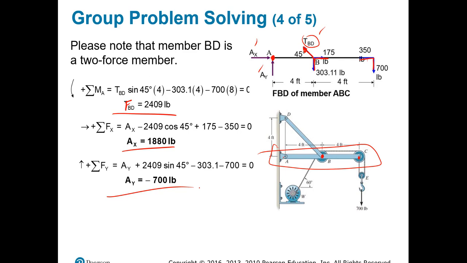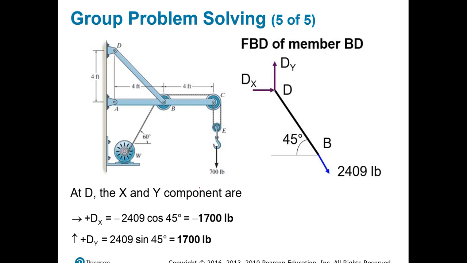Then the only thing that we need to do is to analyze point D, in order to get my two reactions, DX and DY. So if I have my point here and I already calculated this value, because that's what we calculated in the previous slide, then all I have to do is to apply sum of forces in the x direction and the y direction in order to get the value. So with that, you conclude the exercise.